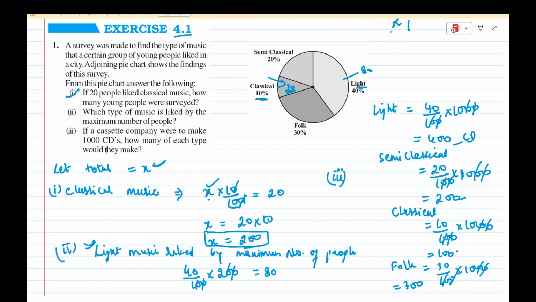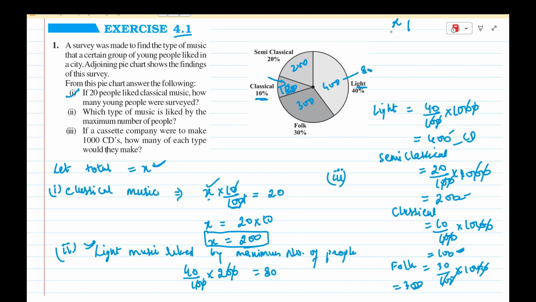So if we add all of them, it has to be 1000. Let's do that. 400 and 200 is 600. Then this 100, 700. And this 300 is 1000. Correct? So I'll write here the answer for question number 3. This is 400. This is 300. This is 200. And this is 100. Correct? If you understood this, please comment okay.